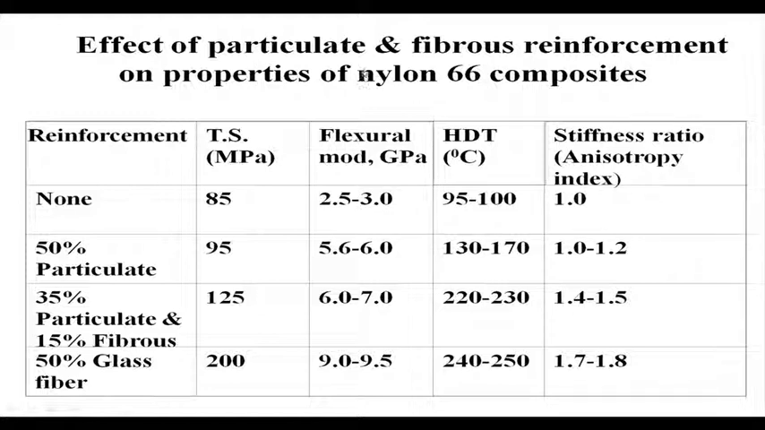Effect of particulate and fibrous reinforcement on properties of nylon 66 composites. Now, in this case, only one matrix polymer was chosen, nylon 66, an aliphatic polyamide. When there is no reinforcement, no filler, no fiber, the tensile strength of that nylon 66 polymer was 85. Flexural strength was 2.5 to 3 gigapascal, heat deflection temperature is 95 to 100 degree Celsius, stiffness ratio is 1 only.